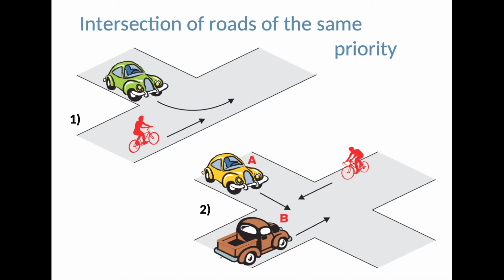Here is another example. First picture. Who is the first who can pass the crossroad? Those are unregulated, right? You don't see any signs, so it's unregulated. And then it's the bike. First picture, bike first. Bike goes first, and the green car is second. Second picture. B goes first, then A, and then the bike.